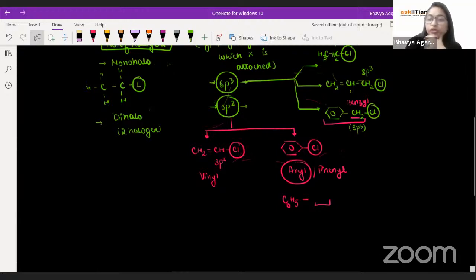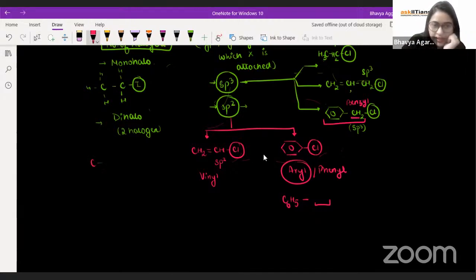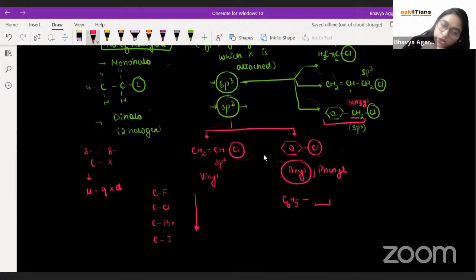Now, if you talk about this, the next part related to this. What we need to understand over here is that the CX bond, we were discussing that CX bond is polar, right? Since it is polar, this part is negative, this part is positive. So dipole moment is Q into D, charge into the distance between the two charged particles. Now, if you talk about CF to CCl to CBr to CI, I'm expecting that the dipole moment should decrease.